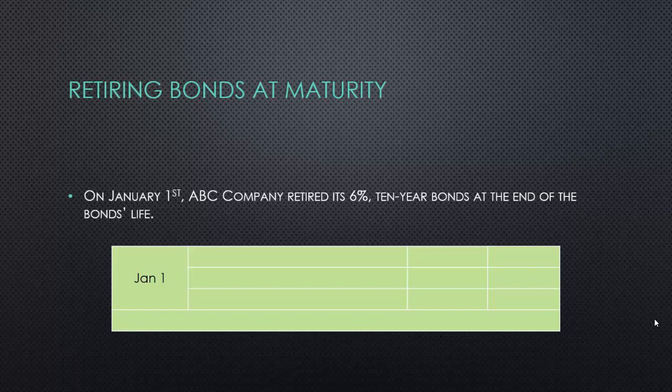And to do so, we need to take the liability for the bond off of our books. We put it on at face value, we have to take it off at face value. So these bonds have a face value of $200,000. We're going to debit bonds payable for $200,000. We're going to credit cash for $200,000, and we retired our bonds at maturity.